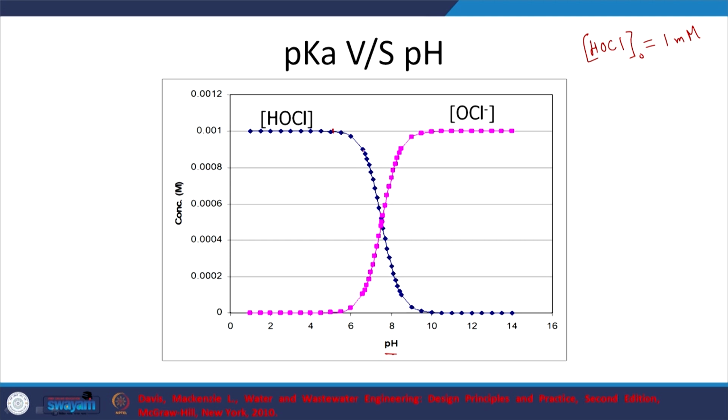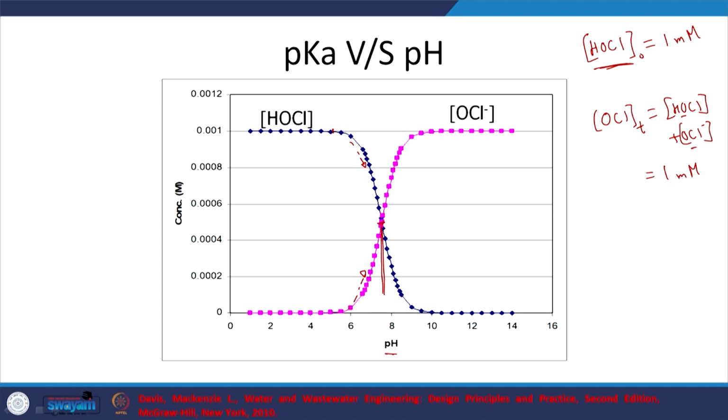But as I keep increasing the pH, we see that the concentration of HOCl is decreasing, but simultaneously the concentration of OCl minus is increasing. Note that the total OCl, which I am representing as HOCl plus OCl minus, is still the same, which is 1 millimolar. It is only that whatever was present as HOCl is now present in both forms, HOCl and OCl minus. As HOCl is decreasing, OCl minus is increasing. At a particular point, both HOCl and OCl minus concentration are the same, and let us mark that here.